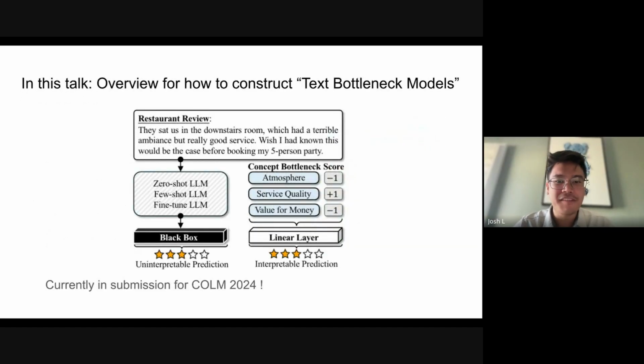So in this talk, I'll give an overview of how to construct these text bottleneck models. And the work we're currently presenting is in submission for COLM 2024, so be on the lookout for that.